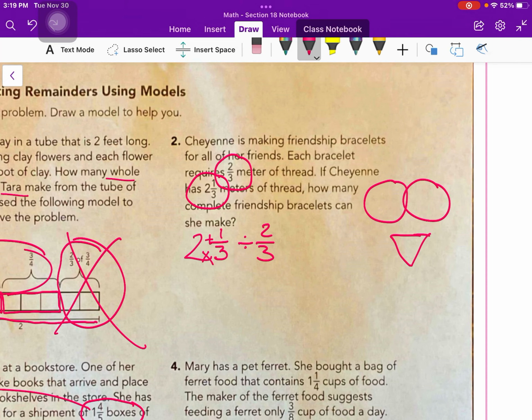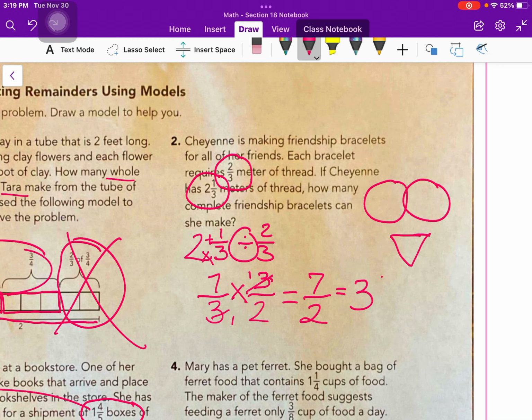So I'm going to change this to an improper fraction. 3 times 2 is 6, plus 1 is 7/3. I'm going to change the sign, and I'm going to flip the second fraction. And when I do that, I get 21/6, or I could simplify here to get 7/2. Either way, when I change this to a mixed number, how many times 2 go into 7? 3 times, with 1 left over.